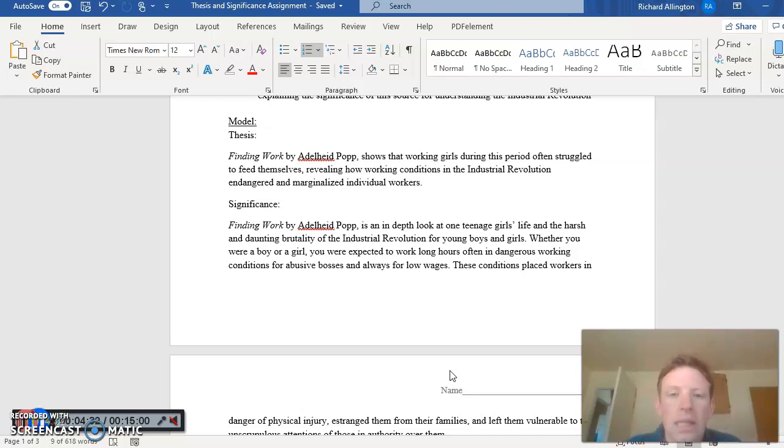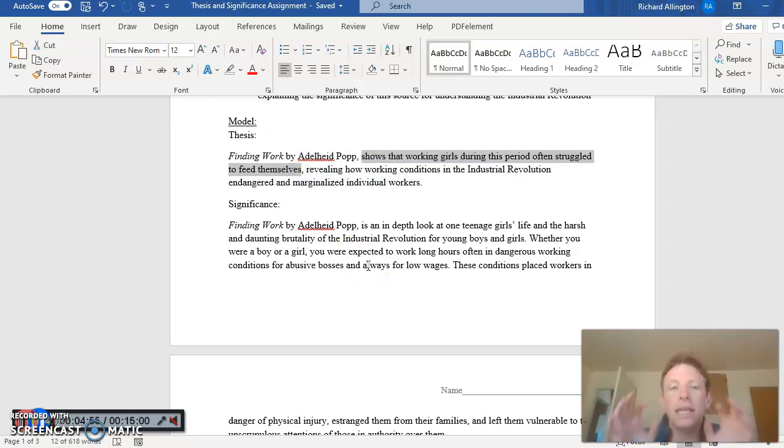And what does it tell us? It shows us that working girls during this period often struggled to feed themselves, revealing how working conditions in the Industrial Revolution endangered and marginalized individual workers. So it tells you something about the source, very specifically. It says, it shows that working girls often struggled to feed themselves.